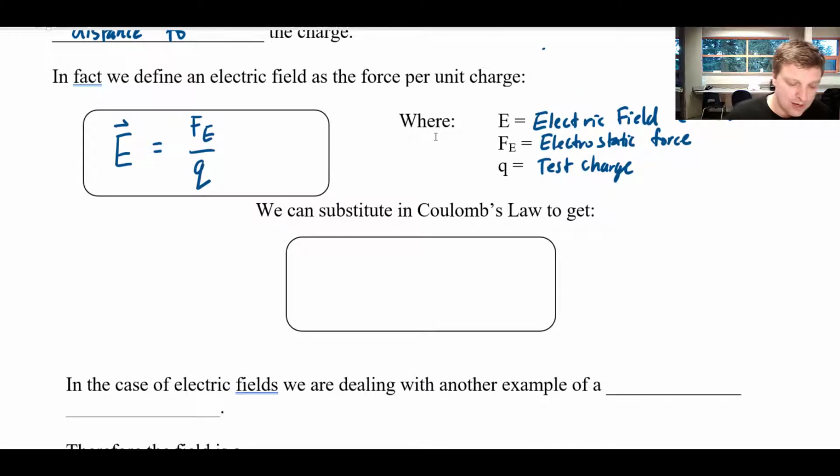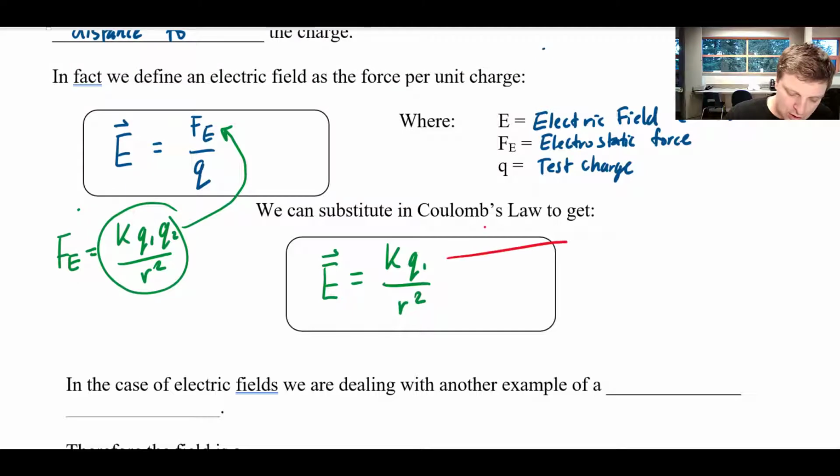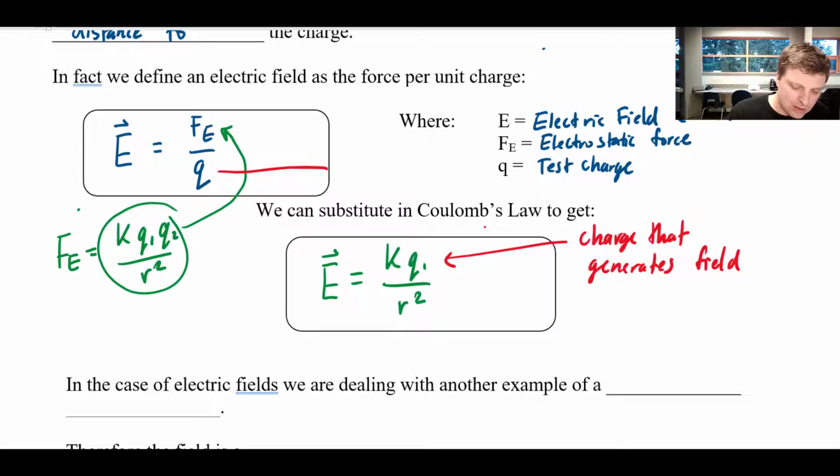Now, we learned in the last video that electric force is k q1 q2 over r squared. So if I take this and substitute it in here for electric force and then cancel out the test charge q2, I end up with electric field is k times q1 divided by r squared. And it's important to recognize the difference between these two. In this case, q1 is the charge that is generating the field, whereas this Q here is the charge in a field. That's why we call it a test charge.